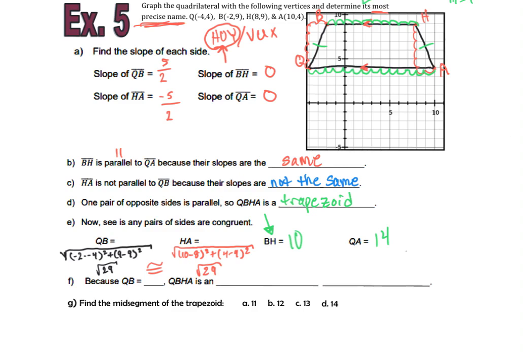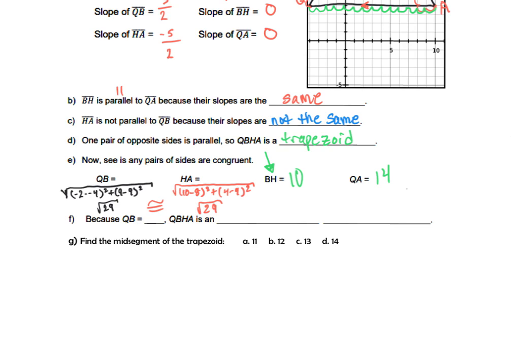And then part F says, because QB is equal to HA, the length of QB is equal to the length of HA, they're both the square root of 29 when I did the distance formula, that means QBHA is more precisely called an isosceles trapezoid. It is an isosceles trapezoid.